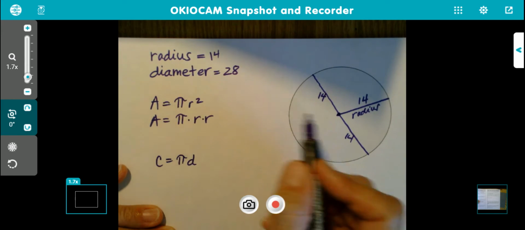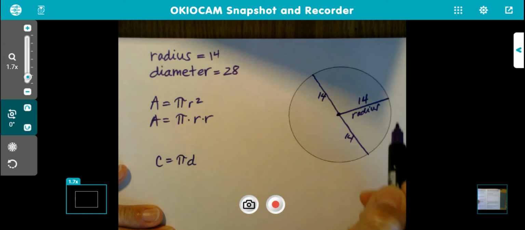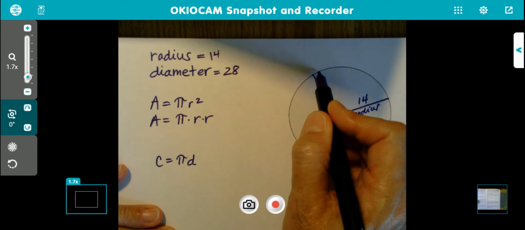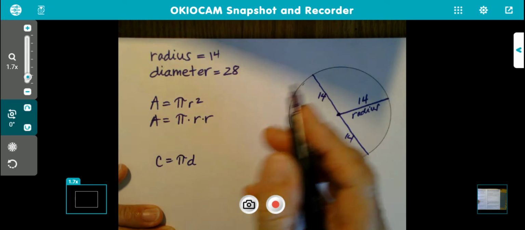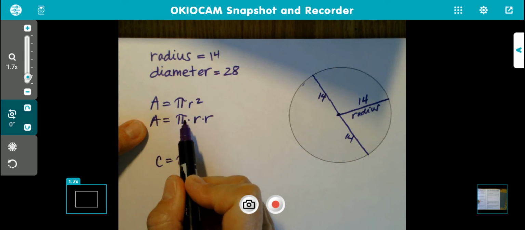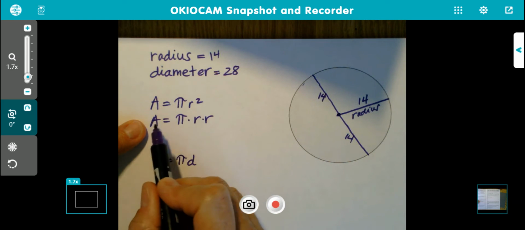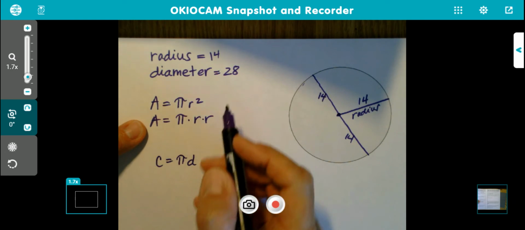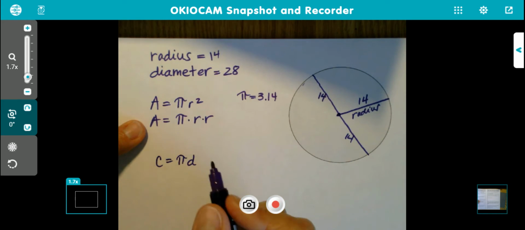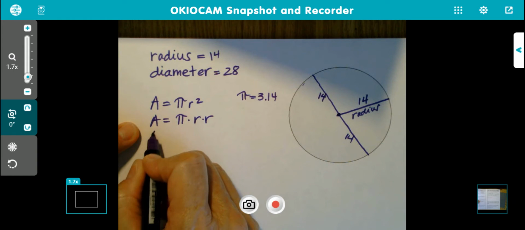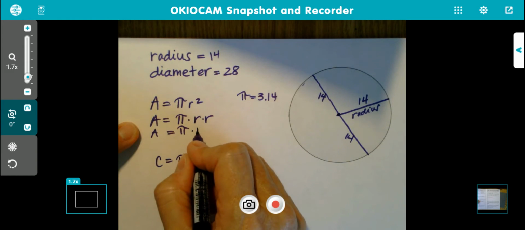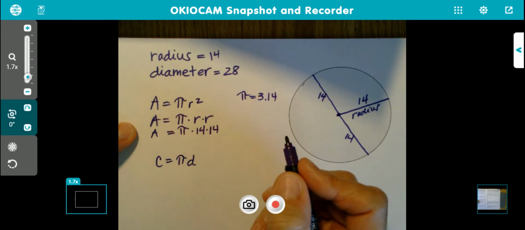So let's find the area of this circle, which means how much space does it take up? And then let's find the circumference, which means what is the distance around? So first of all, area, we're going to do pi times the radius squared, which means pi times the radius times the radius. Remember, pi, we're going to use 3.14. So we would have pi times the radius, which is 14 times 14.